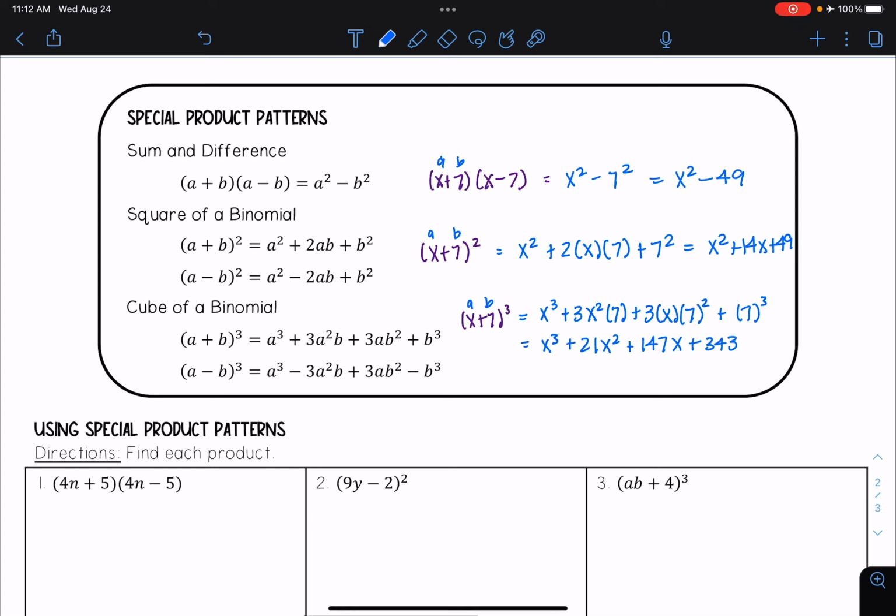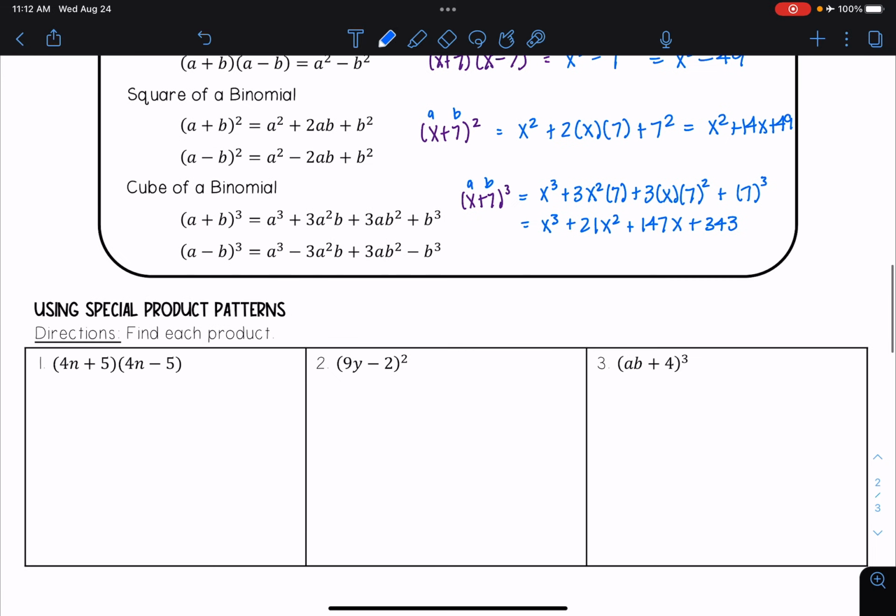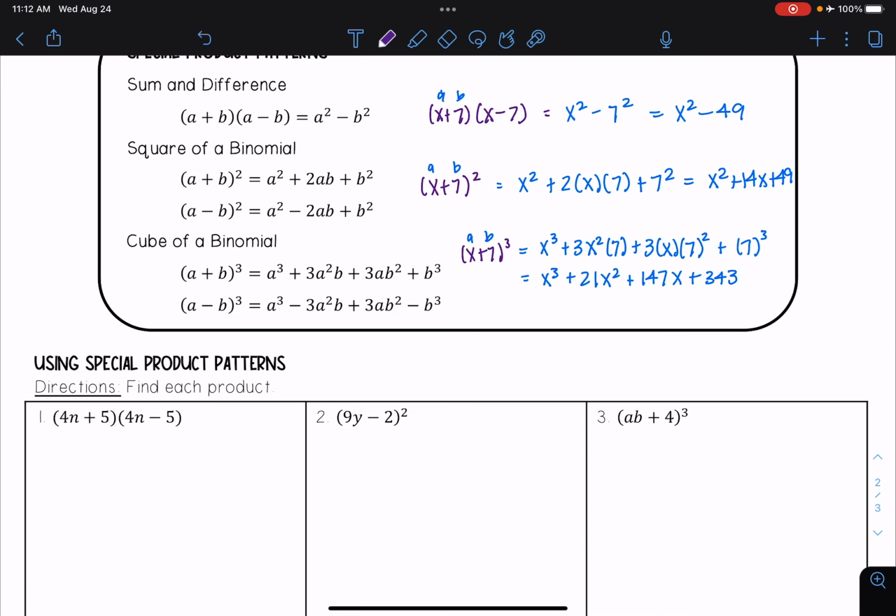So these are just some patterns that we see so that we can go ahead and multiply these using those patterns instead of what we did in the previous video. So let's look at some examples. This first one I have 4n plus 5 times 4n minus 5. So I see this is a sum and difference pattern, I have the same terms, 4n and 5 in both. The only difference is that one is plus and the other is minus.